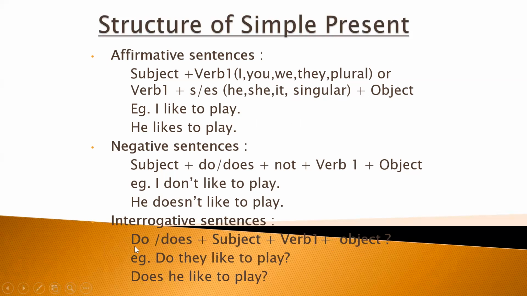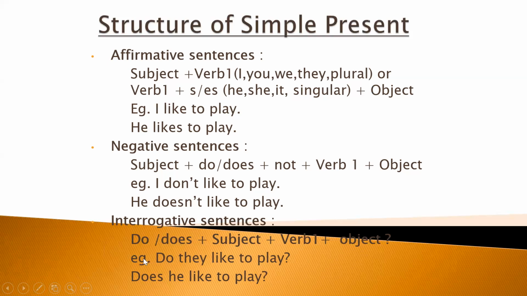So, again I am repeating, do will come in the case where the subject is I, you, we, they or plural. There we will use do in the beginning. If the subject is he, she, it or singular, in that case we will use does in the beginning. After that subject, first form of the verb and object.